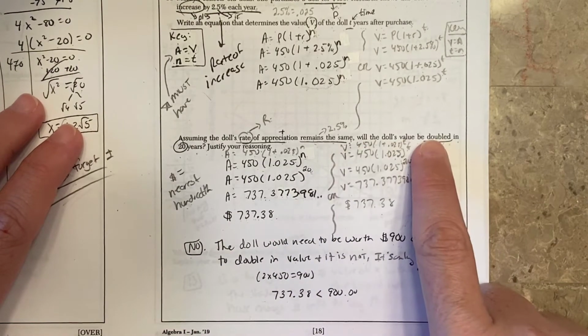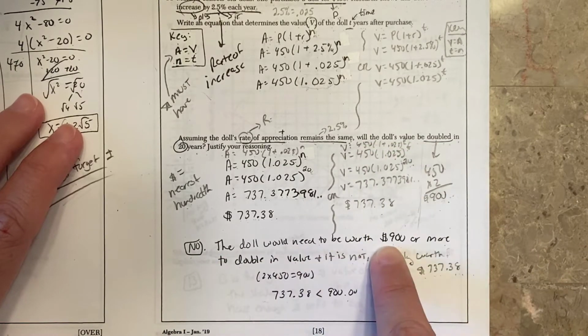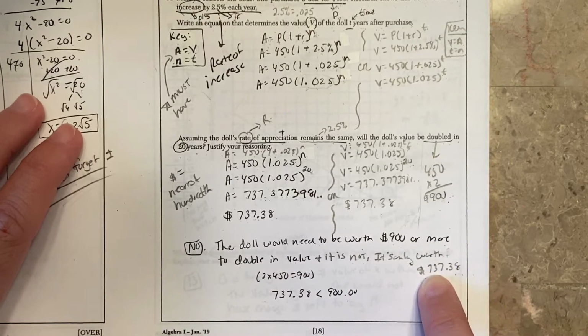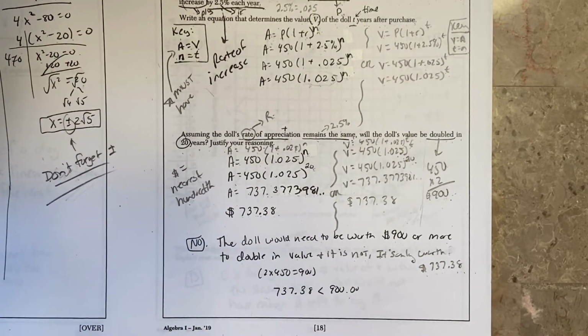The doll's value will not be doubled. The doll would need to be worth $900 or more to double in value, and it's not. It's only worth $737.38. So obviously, the answer is no. Hopefully that one wasn't too bad.